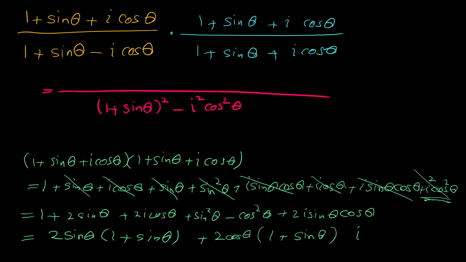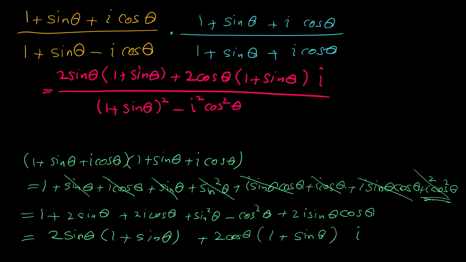So the answer of multiplying numerator by numerator is 2 sine theta times (1 plus sine theta) plus 2 cosine theta times (1 plus sine theta) i. Now let's focus on the denominator.